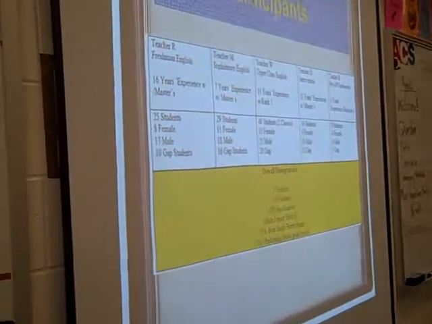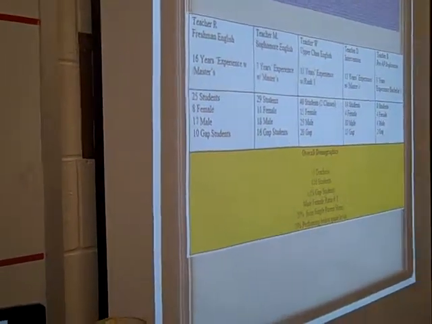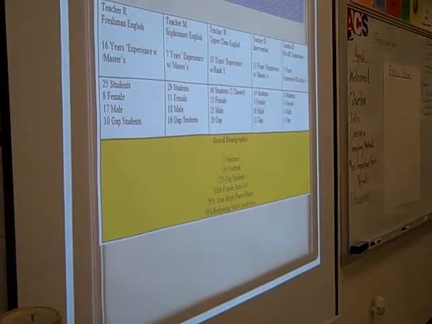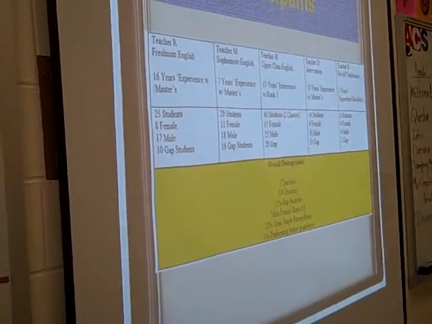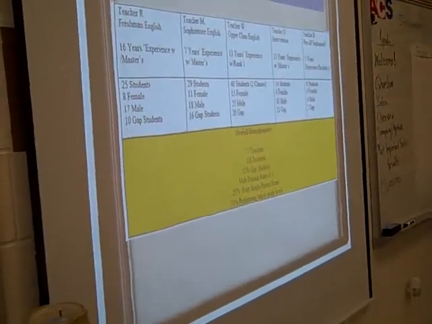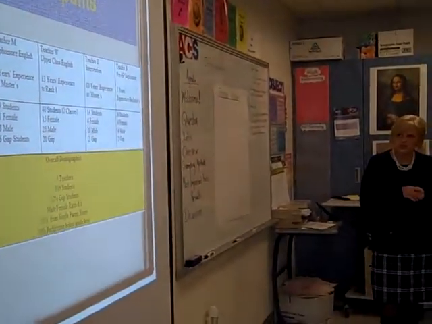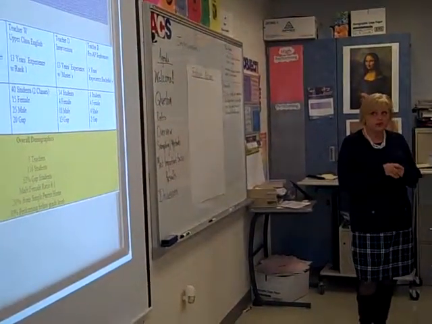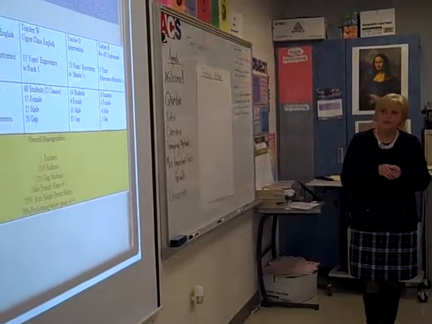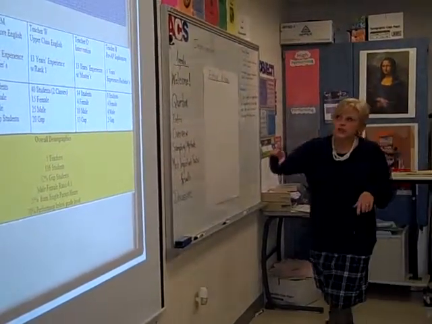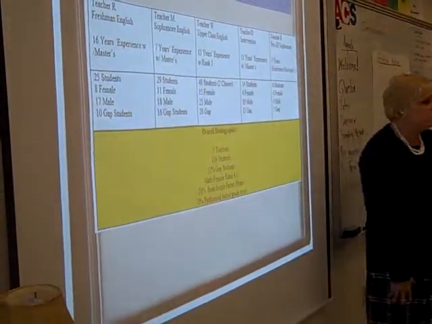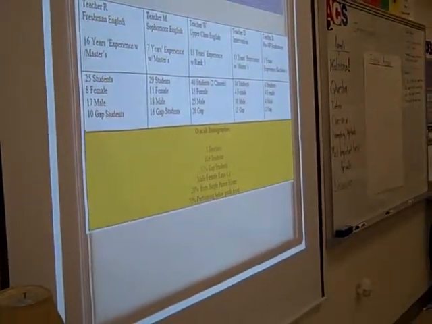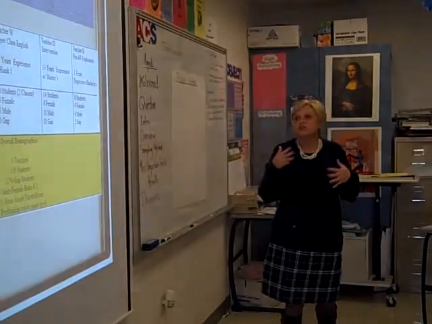This is our participants in our study. We had 1 teacher, freshman English, 16 years experience with masters, 25 students, 8 female, 17 male, 10 gap. Our second one was a sophomore English, 7 years experience with masters, 29 students, 11 female, 18 male, 16 gap. And we have the upper English level, which is 40 students for 2 classes, 15 female, 25 male. Notice that our males outnumber our females in every situation.